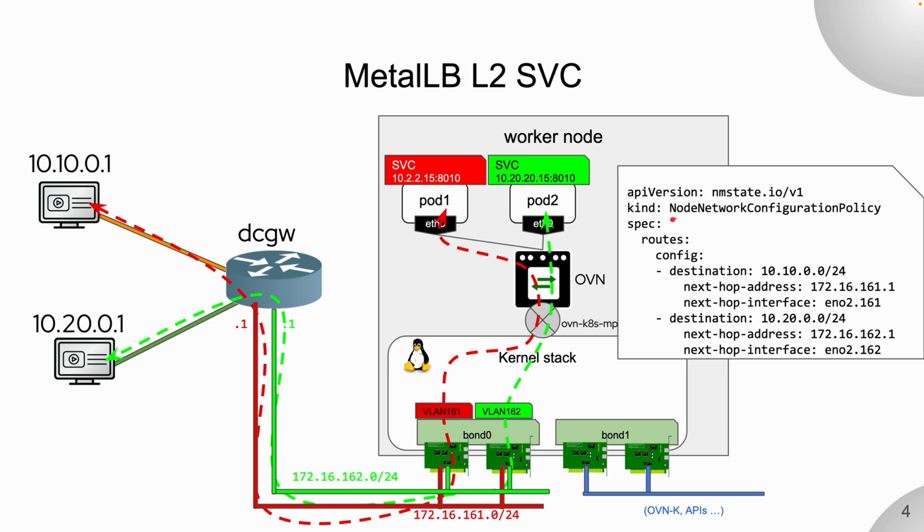So here, in your node network configuration policy, you say, okay, for this destination, my next hop is my DC gateway via this VLAN, VLAN 161, and on VLAN 162, you do the same for 10.20.0.0/24 as your remote CIDR. This is the only thing that you need to do.